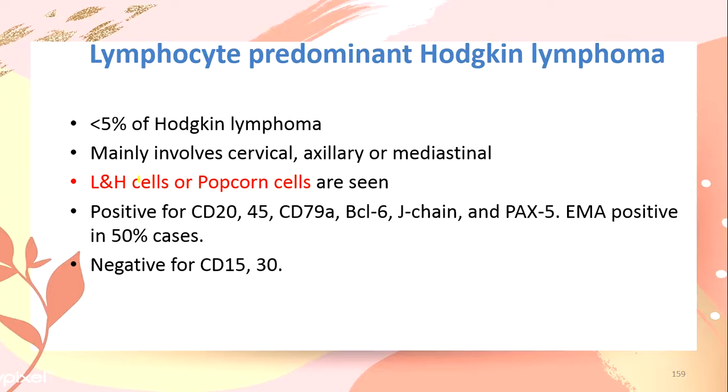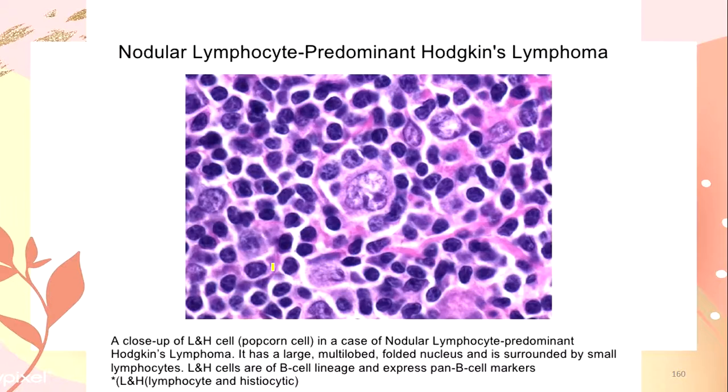Lymphocyte predominant type makes up less than 5% of HL. It involves cervical, axillary or mediastinal lymph nodes. The type of RS cell is known as the lymphohistiocytic or popcorn cell. It is negative for CD15 and CD30, as I have already told you. The popcorn cell has a large multi-lobed folded nucleus and is surrounded by small lymphocytes. And the LH cells are of B cell lineage and they express pan B cell markers.